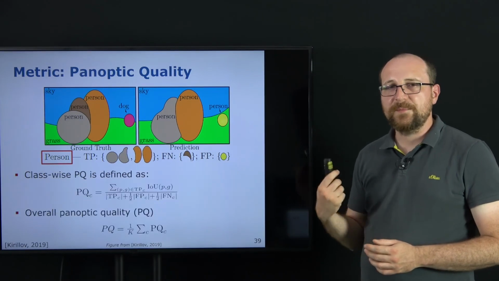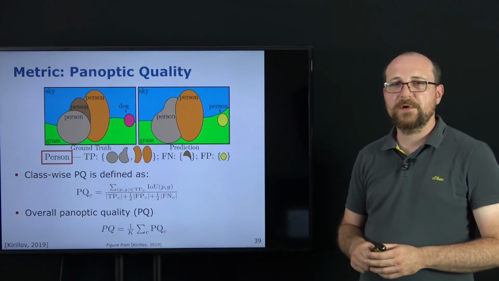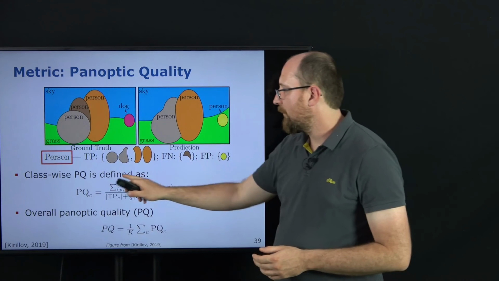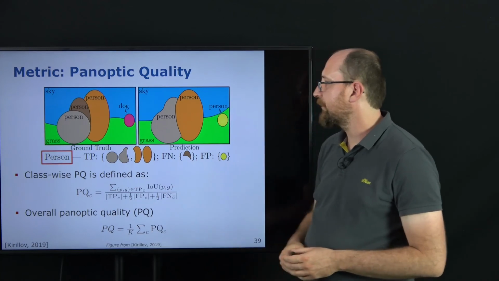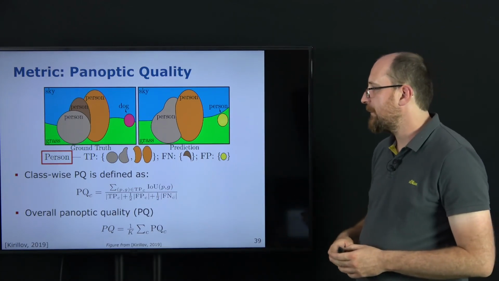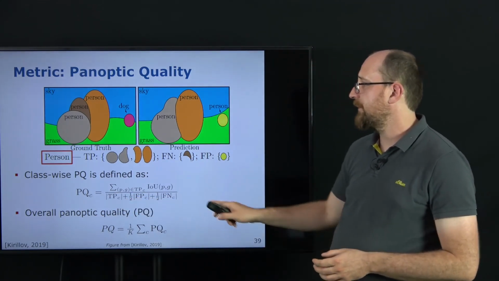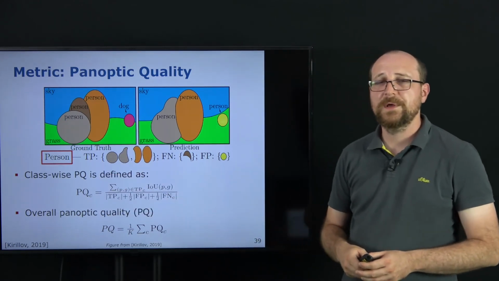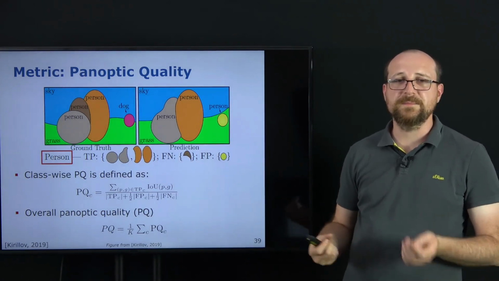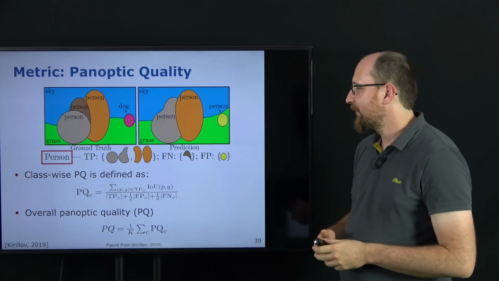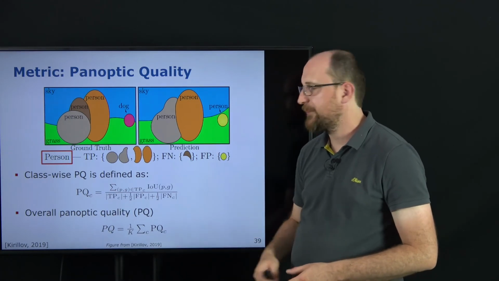And from the segment assignment, we can then compute the class-wise panoptic quality, which is the sum over the intersection over union of the true positive associations, divided by the number of true positive associations plus 1/2 of the false positives and false negatives. And this gives us then the class-wise panoptic quality. And as in the case with the mean intersection over union, we now have the mean panoptic quality, so to say, which is then the overall panoptic quality PQ, given by the mean over the class-wise panoptic qualities.